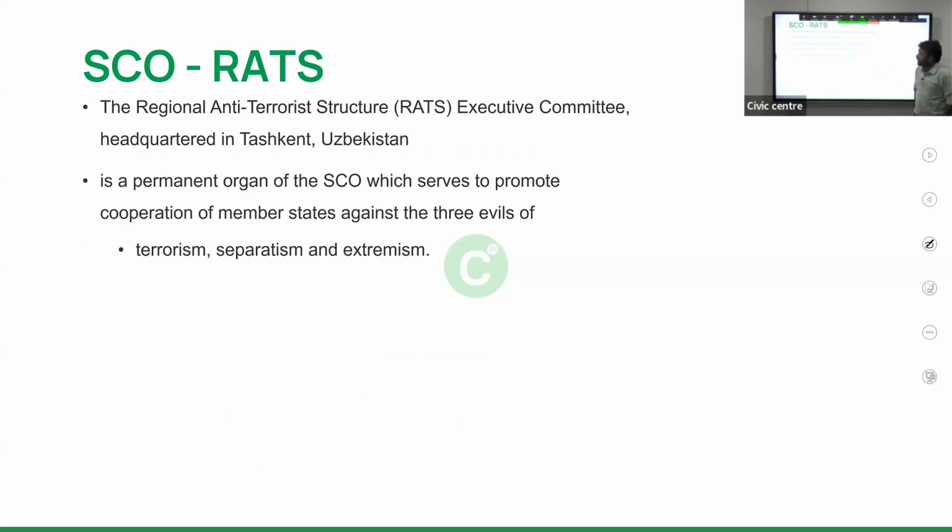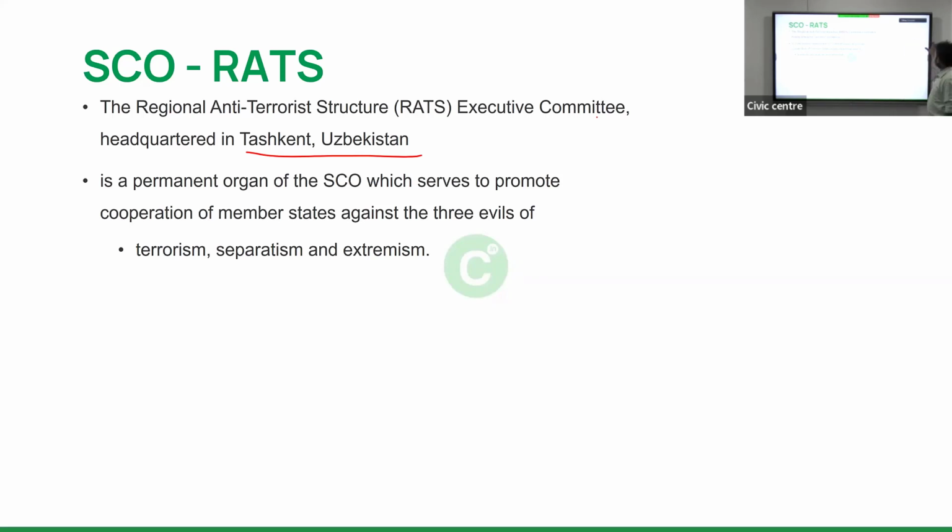Next is SCO RATS, which has been in the news, known as the Regional Anti-Terrorist Structure. Don't confuse: this SCO has its headquarters at Beijing, whereas the secretariat of RATS is at Tashkent. No, Iran is not added as a member. RATS is like your ATS, anti-terrorist squads, which has been constituted as a specialized responsive body in the wake of anti-terror activities after the Mumbai attack.